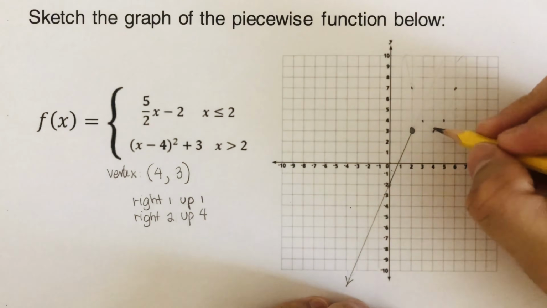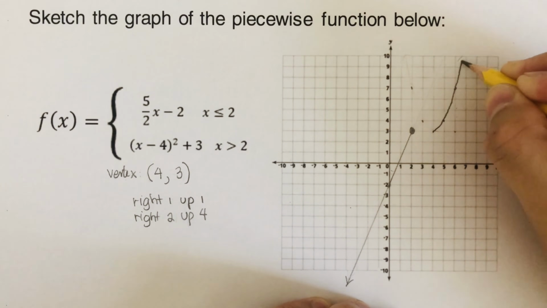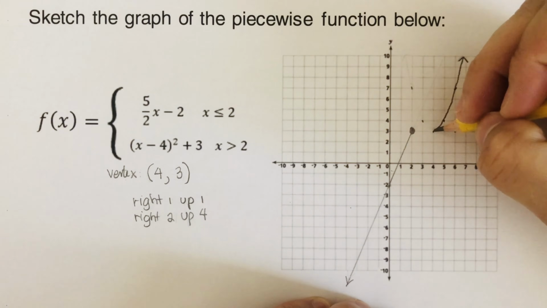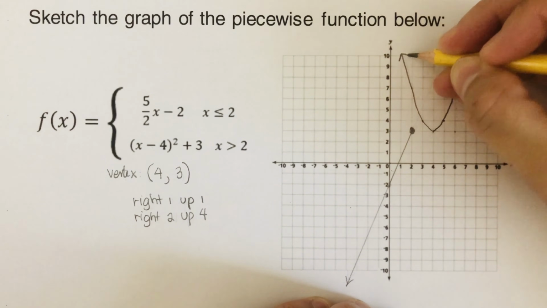So then I am going to draw the parabola. So this is the shape of the second piece. It's going to go all the way to infinity.